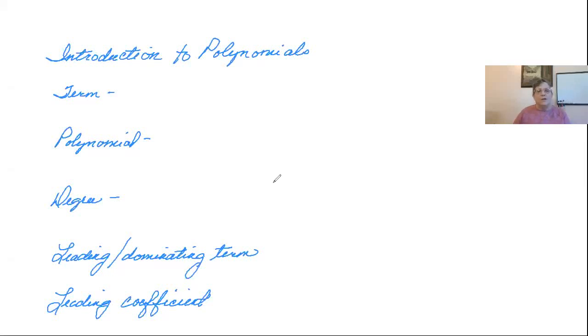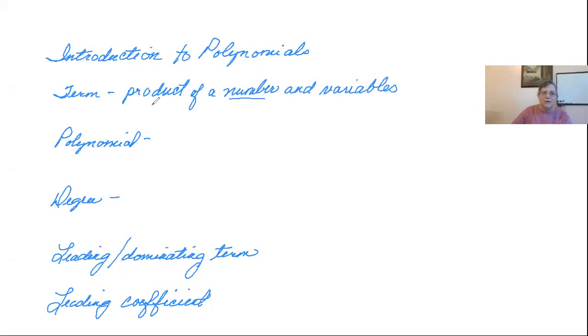If we're going to talk about polynomials, we need to get some vocabulary down pat. A term is a product of a number and variables. The number is always called the coefficient. The variables, of course, are those letters that are in there. It is possible that a term might not have any variables, in which case it is a constant term.